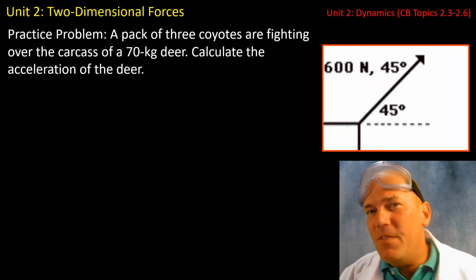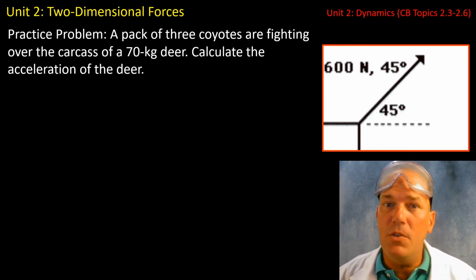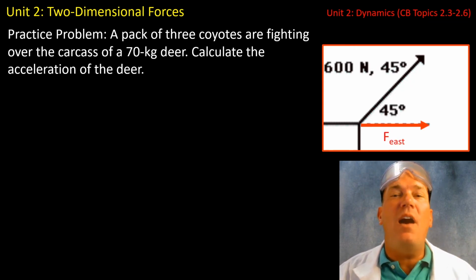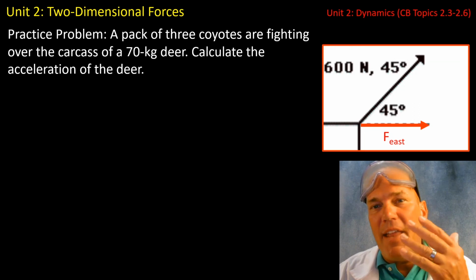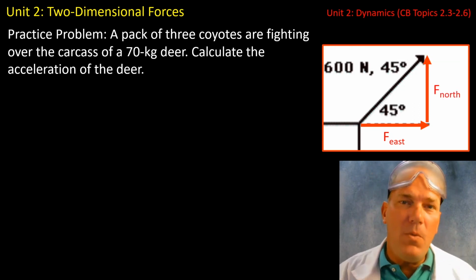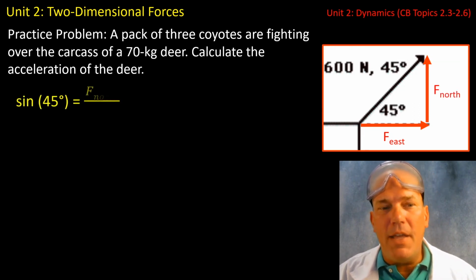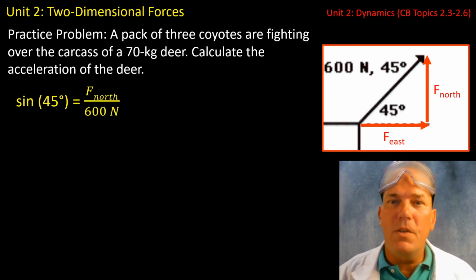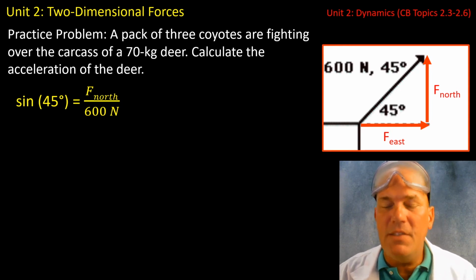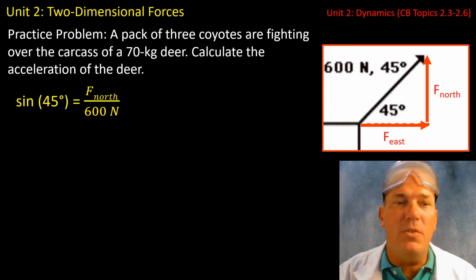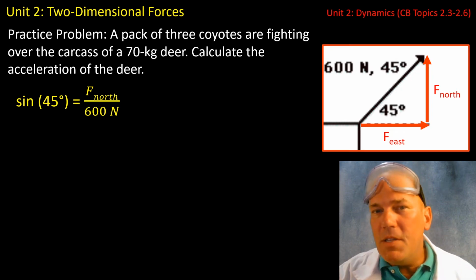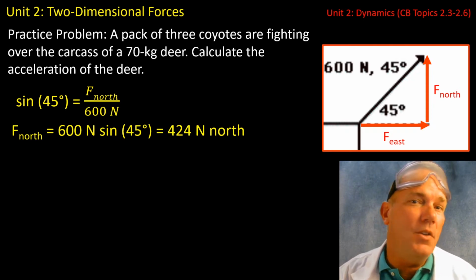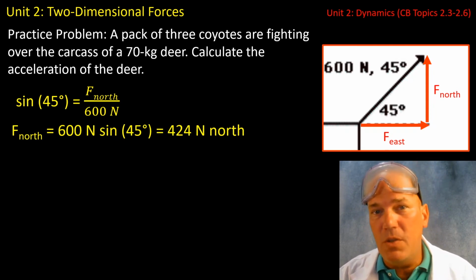Now, the resultant vector for this force is 600 newtons. We are going to need to use trigonometry to resolve it into its east and its north components. So let's go ahead and do that now. Let's use the sine function first to solve for the northward component of the force. Again, 600 newtons being the hypotenuse or resultant vector. Rearranging this, we can solve for the northward component to be 424 newtons to the north.